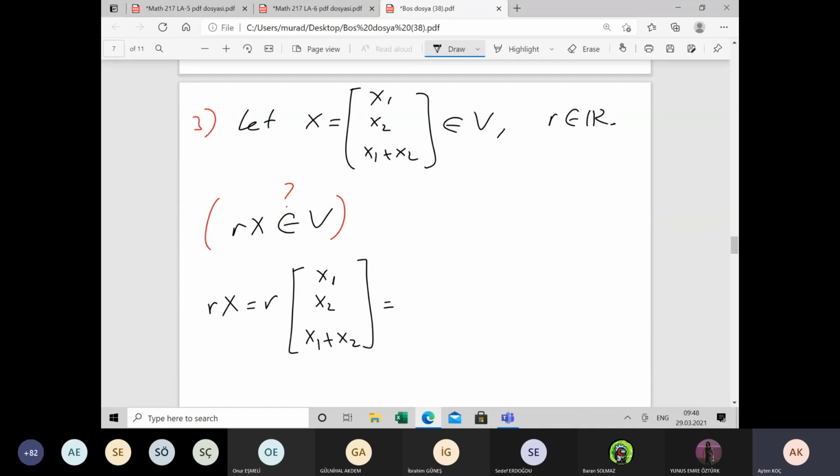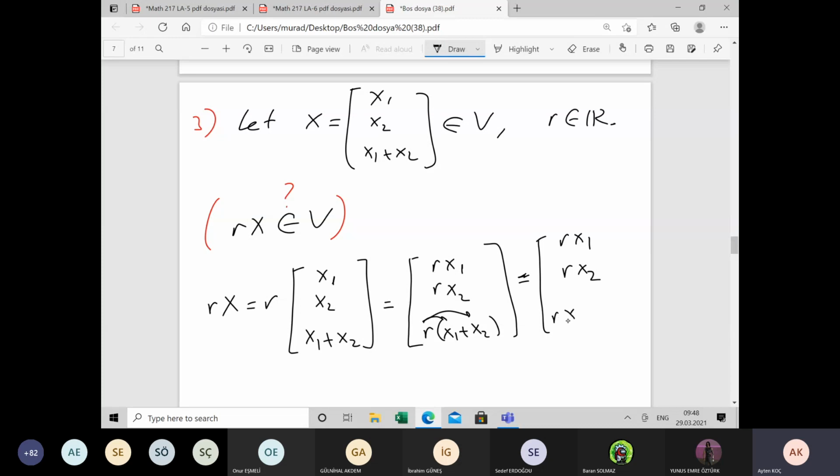This is scalar multiplication. We know that scalar multiplication for matrices means take this scalar and multiply all elements by it. So this gives r x1, r x2, r times x1 plus x2. Rewrite this: first one r x1, second one r x2, the third one use the distributivity, then r x1 plus r x2.